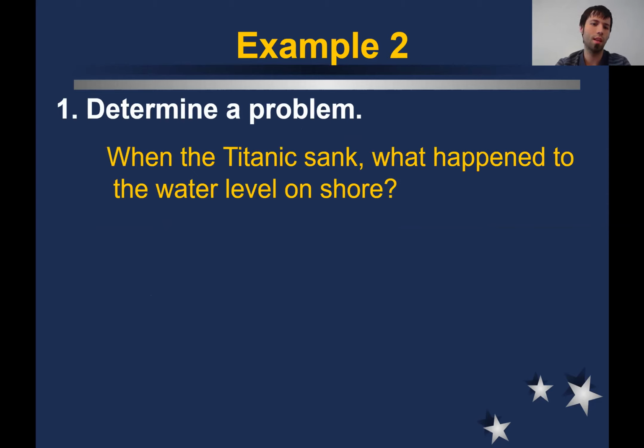So the Titanic sank in the middle of the ocean. I think it was heading to England. So what happened to the water level all the way in England when the Titanic sank? We kind of know intuitively that when you fill a bathtub and then you sit in the bathtub, the water level goes up because your body displaces some of that water. You're increasing the volume of the entire bathtub.